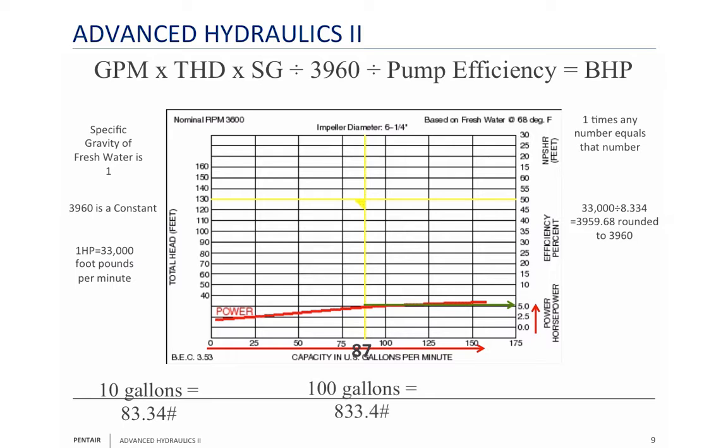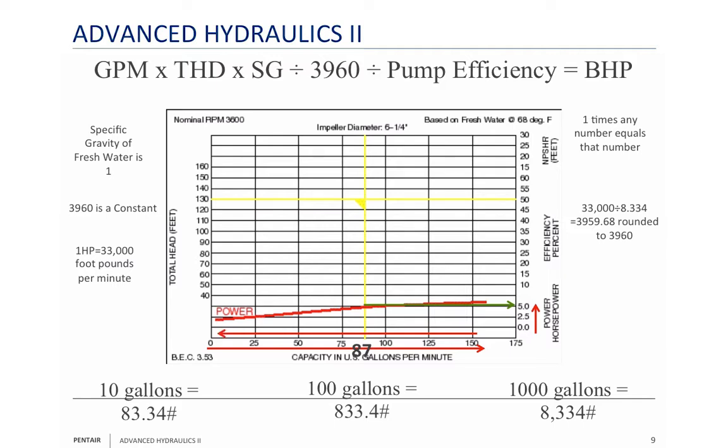Something else too important though. So the more water I flow, the more horsepower I need. At 10 gallons a minute, that means that I would need 83.34 pounds of water that I'm lifting. At 100 gallons a minute, I'm lifting 833.4 pounds of water. And at 1,000 gallons a minute, I'm lifting 8,334 pounds of water. Okay?